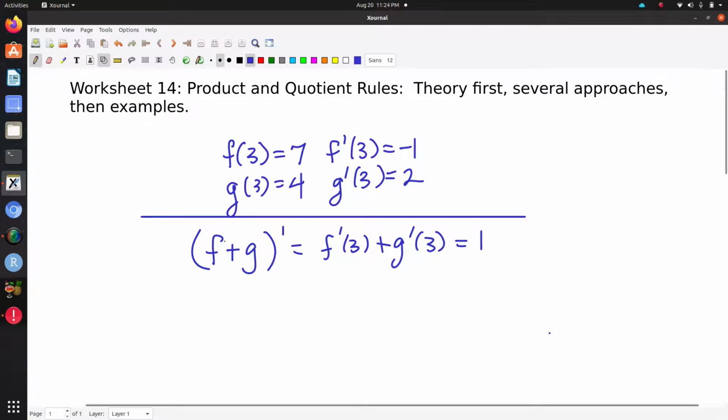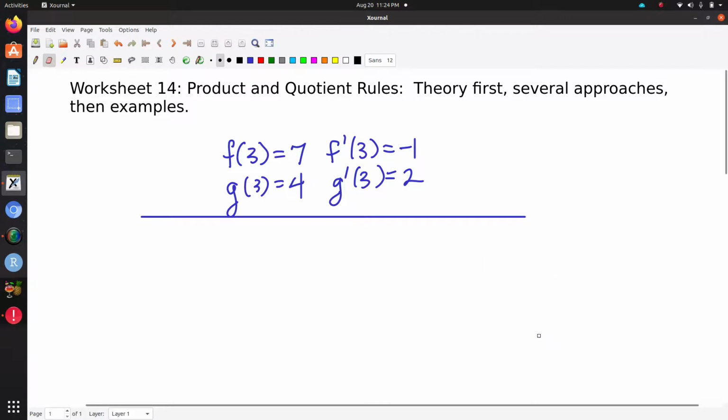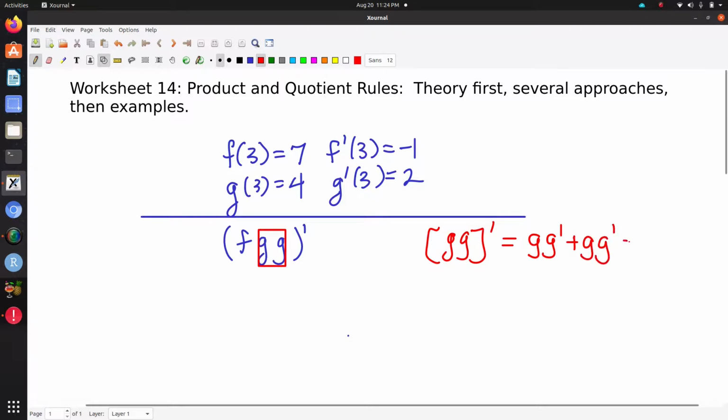Now, there's also another tricky one, and it looks like f times g squared. The way I'm going to ask you to do this, since we don't have the chain rule yet, is to treat it like f times g times g. We want to find its derivative. First group off this g times g and say, hey, wait, I need to know what the derivative of g times g looks like. Well, it's the first times the derivative of the second plus the second times the derivative of the first. So it's just 2g prime.